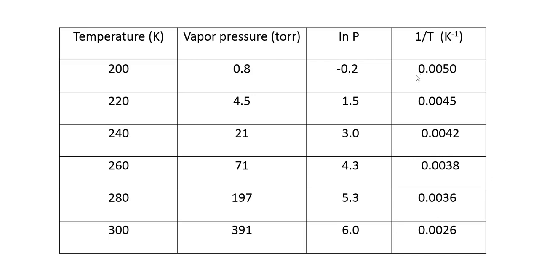Here we are starting with 0.0050 all the way down to 0.0026. So just looking at the data that we have, we are going to have a descending graph, or a decreasing graph.